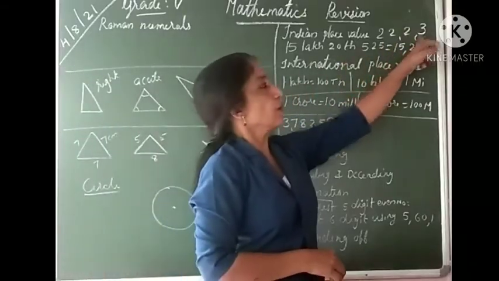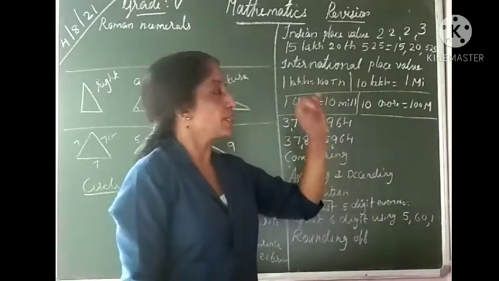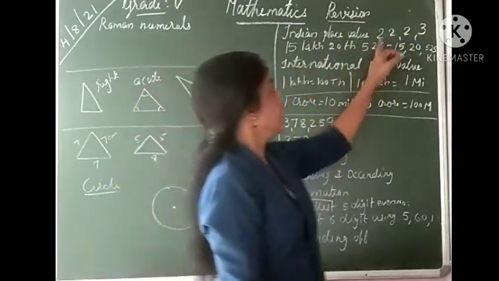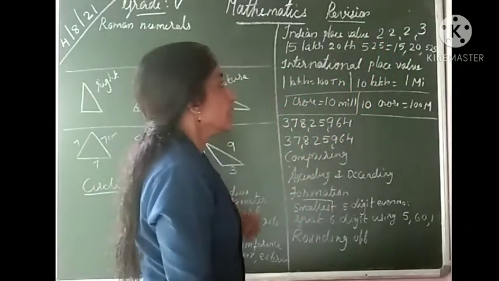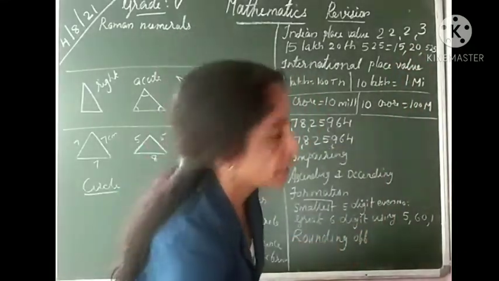If there are 3 digits, they are 1s, 10s, 100s. If it is 5 digits, 1000 and 10,000. If it is 7 digits, lakh and 10 lakh. Then 9 digits, crore and 10 crore. Therefore, read according to the number. We look at the number and read according to that number.